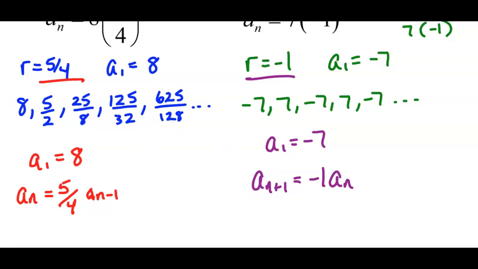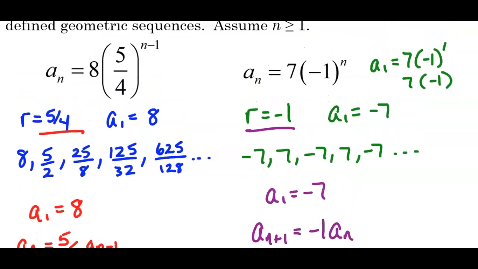Okay, so here we were given explicit formulas. This one, not exactly like the one that we were working with, but it technically still is an explicit formula. We identified the common ratio and the first term using the formula. We wrote out a few terms just as practice. We didn't have to do that. And then we created our recursive definition.